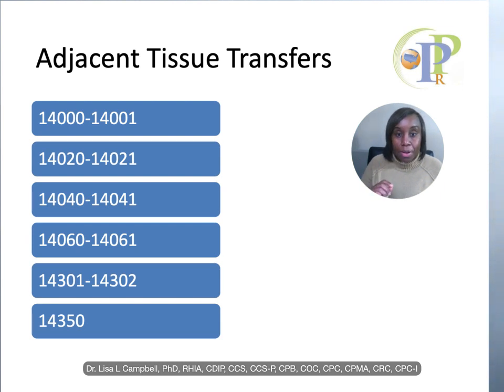Now, one common, what I like to call rookie mistake, is missing the note at the bottom of page 105, which reads, the excision of a benign lesion or a malignant lesion is not separately reportable with 14000 through 14302.